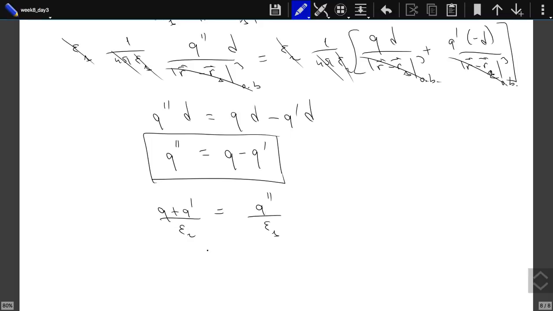Really? So let's see, let's continue. Q double prime is Q minus Q prime over epsilon 1. Now we have to solve this equation for Q prime. So Q times 1 over epsilon 2 minus 1 over epsilon 1 is equal to minus Q prime times 1 over epsilon 1 plus 1 over epsilon 2.